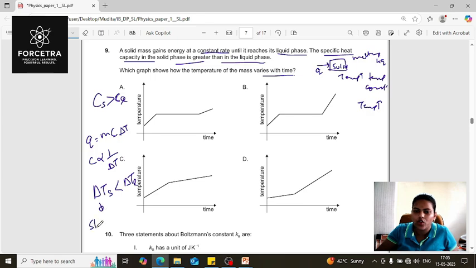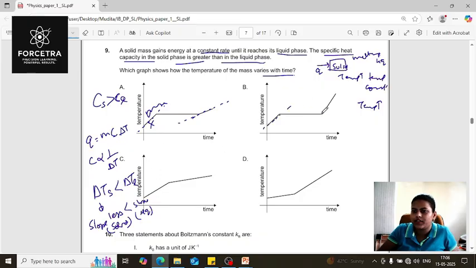It means that the slope of temperature versus time would be less steep, because this slope is representing the temperature change. So this slope is less for the solid as compared to the slope for liquid. For the liquid it is more. So let's see this slope, and this is the slope. So this slope is more. So this is not a correct answer.